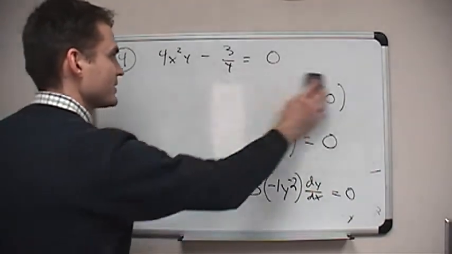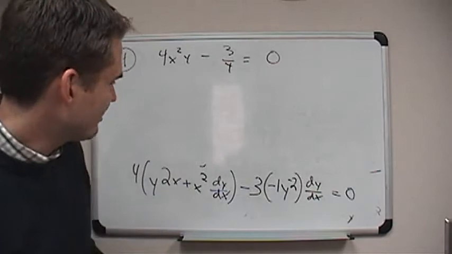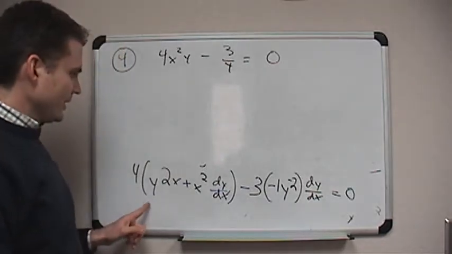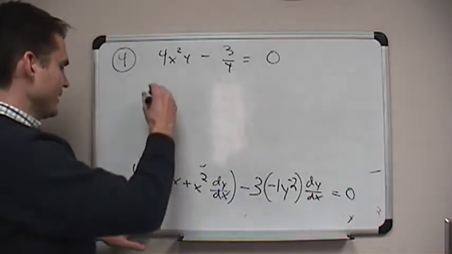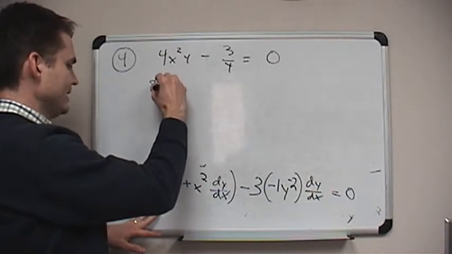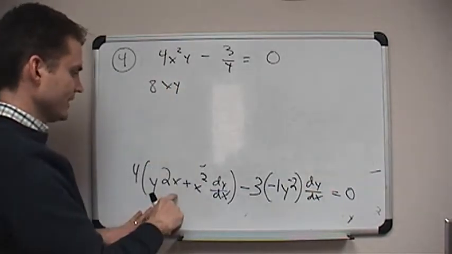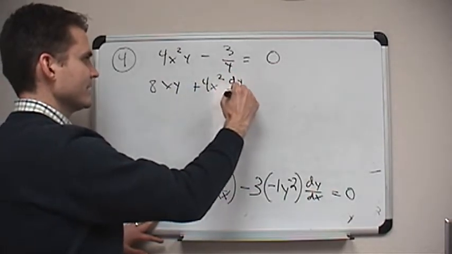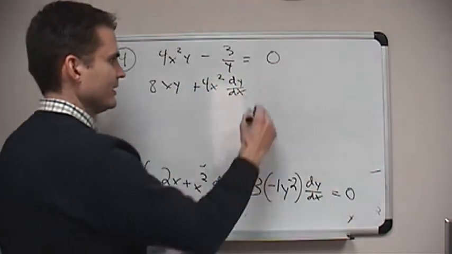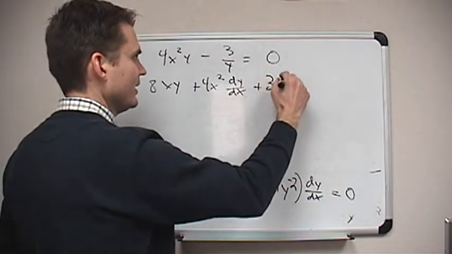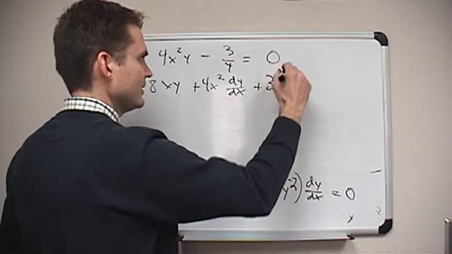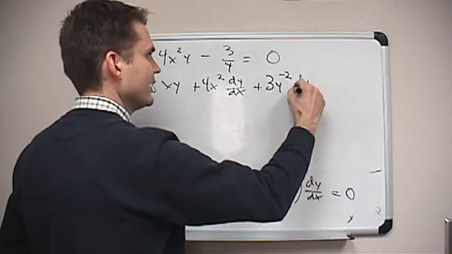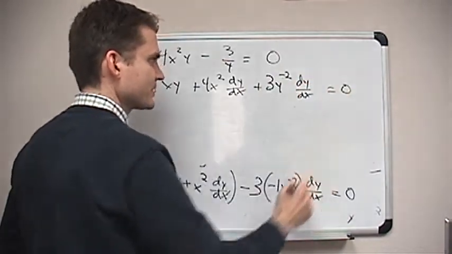So I'm going to erase some of these earlier lines and get back to where we are. Okay, well, what do I have here? Let me collect some terms. I've got, looks like 8xy, plus 4x squared times dy over dx, and then here I'm going to have plus 3y to the power negative 2, times dy dx equals 0.